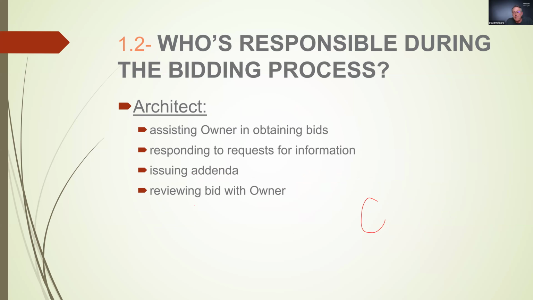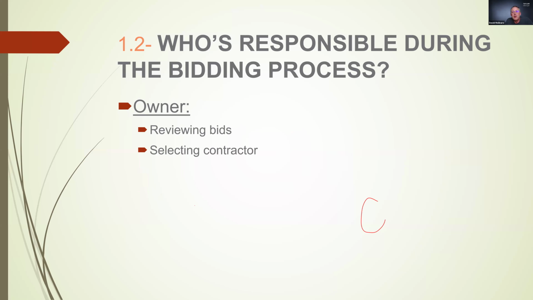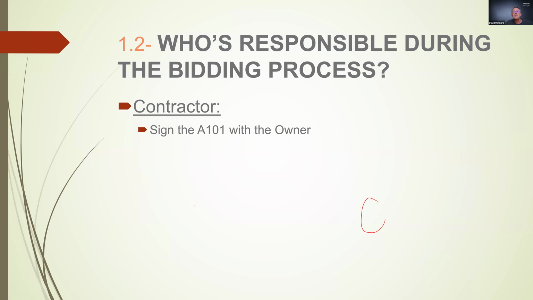And again, I responded last week to a bid RFI, right? So this stuff is worthwhile and tasks you're going to be doing as a licensed architect. You might have to issue addendums and review the bids. The owner's responsibilities are looking at those bids and selecting the contractor based on the parameters established. And the contractor's responsibility, again on the design bid build, is just signing the contract with the owner.